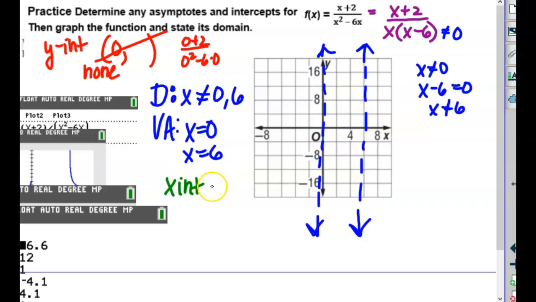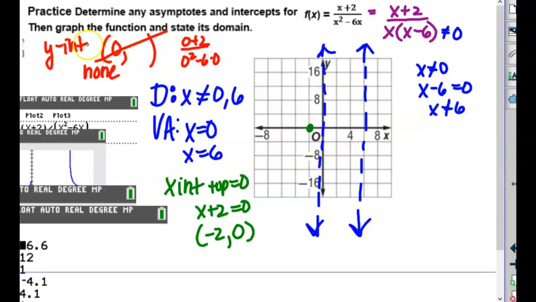X-intercept is when you set the numerator equal to 0. So if I set x plus 2 equal to 0, I get -2, and if it's an x-intercept, the y value is 0. So we have -2, 0. Remember, it was counting by 2s. So it crosses over here somewhere at -2.